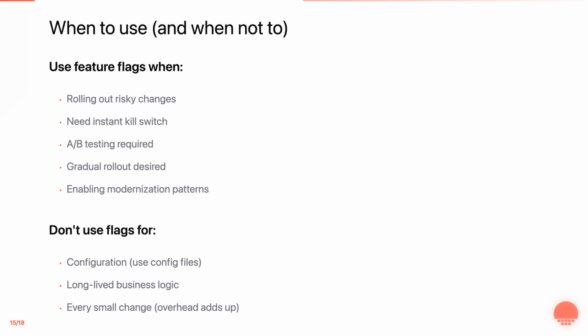When should you reach for feature flags? High-risk deploys, absolutely. Database migrations, payment flow rewrites, anything that keeps you up at night deserves a kill switch. A/B tests and gradual rollouts are perfect candidates. But here's what flags aren't. They're not your config system. Don't flag wrap pricing tiers or API endpoints. That's what environment variables are for. And don't flag every tiny UI tweak. The overhead compounds fast. Use flags surgically for the scary stuff, not as a blanket safety net.